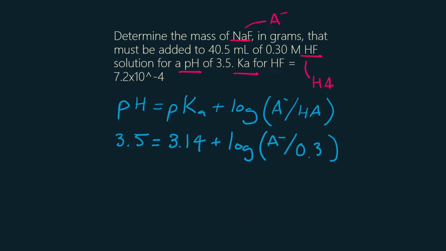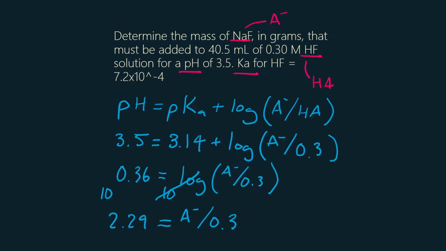First, we'll move the 3.14 over. Next, take out log with a base 10. And when we multiply 2.29 on both sides, we get this value. And again, this is in the units of molars, aka moles per liter.